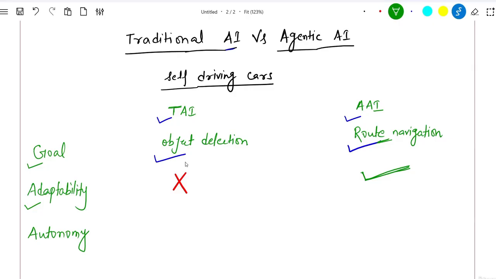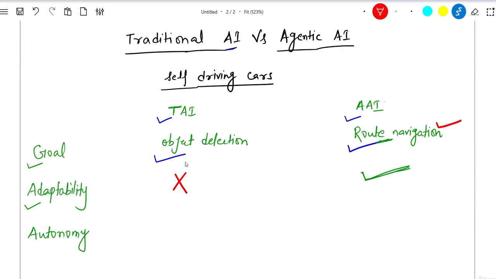Can I get the traffic data? Can I get the satellite feed? Can I get something from Google API? So many things it can start looking for because it is trying to achieve the goal of route navigation. It is not only limited to detecting an object.